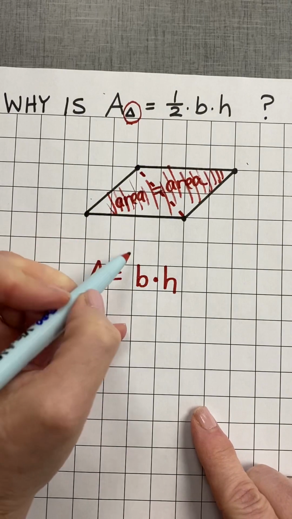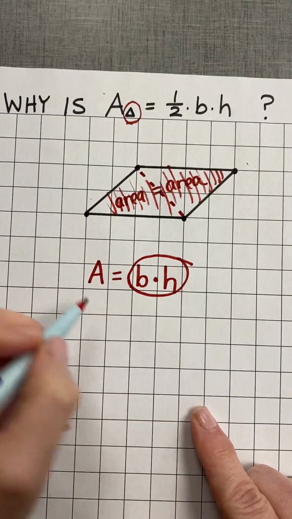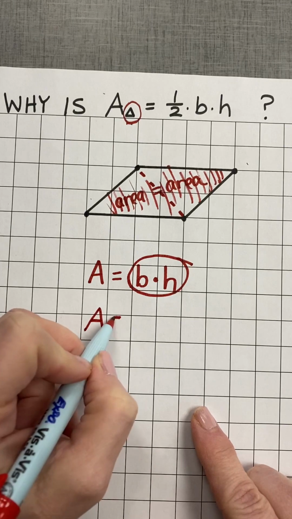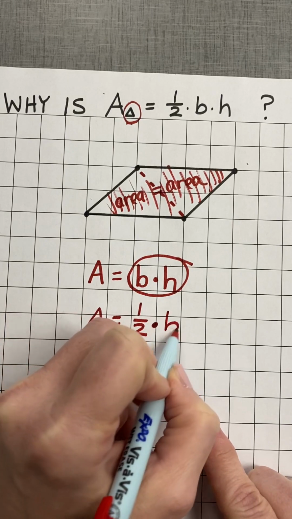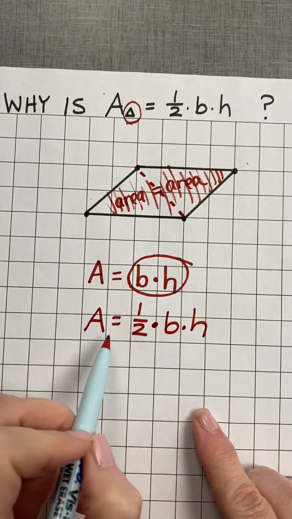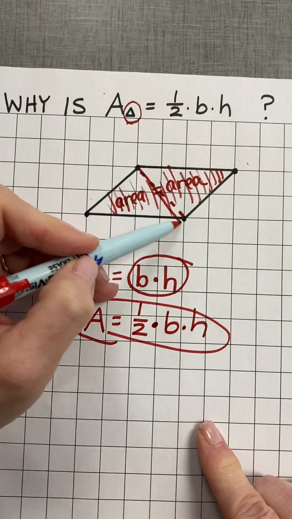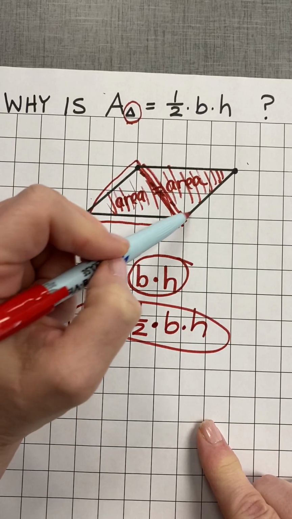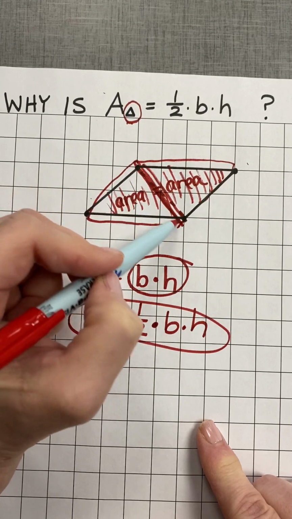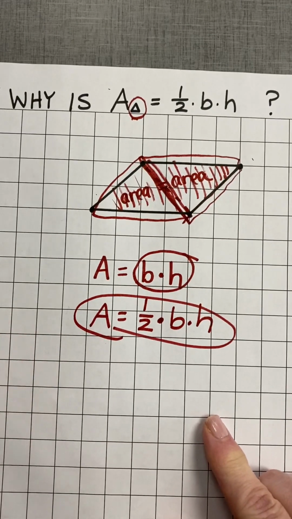So you take your base times your height, which is the full area of the parallelogram, and you divide it in half. You take 1/2 of base times height, and you've got yourself the formula for half of a parallelogram, which is a triangle. See that? Isn't that cool? Every formula comes from somewhere. So that is the reason why the area is what it is.